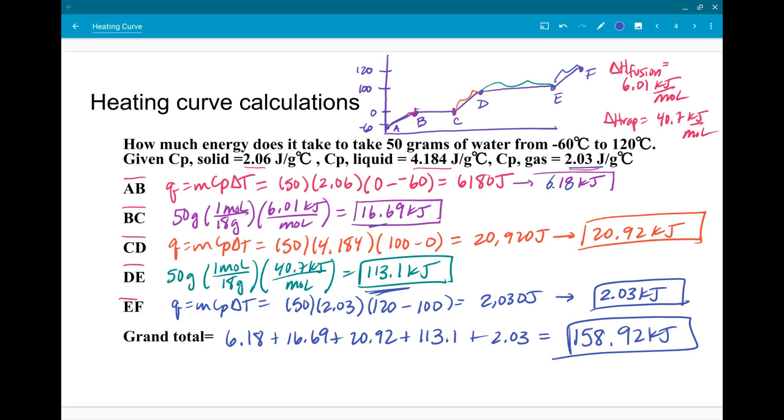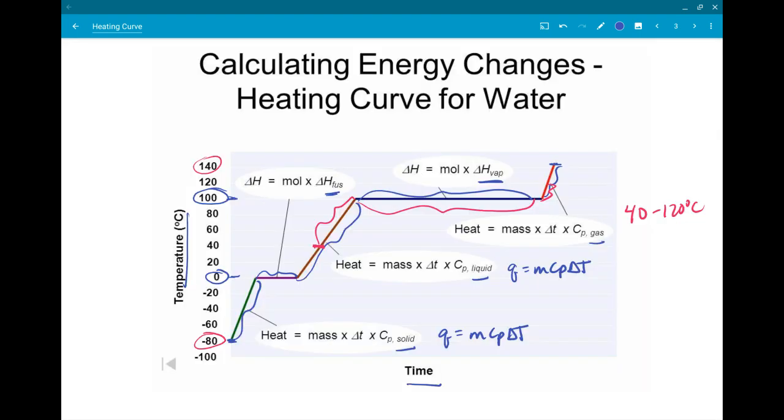Now, one thing I want to point out, notice line segment DE is really, really large, and line segment BC is not that big. So notice this would be line segment BC, it's not so big, but look at how big that line segment DE is. So when we draw a heating curve, the longer that line, the more heat. A long line is a large amount of heat, and a short line is a short amount of heat.